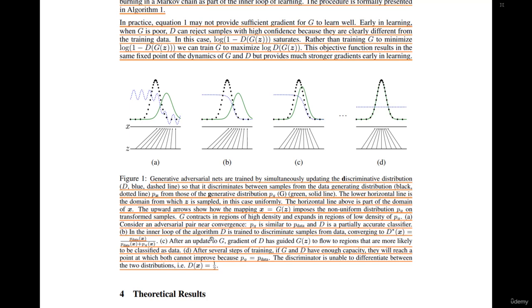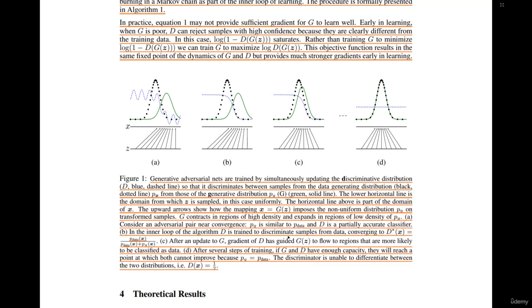Then the B, in the inner loop of the algorithm, D is trained to discriminate samples from data, converging to D star. Now D star is like D optimal. So this is the optimal value for D for a given G, and it's given as p data divided by p data plus pg. We shall look at this later on. Now for the C, after an update to G, gradients of D have guided G to flow to regions that are more likely to be classified as data. This point is very important, as once D has been trained, then during the update of G, this gradient from D actually helps G flow in the right direction.